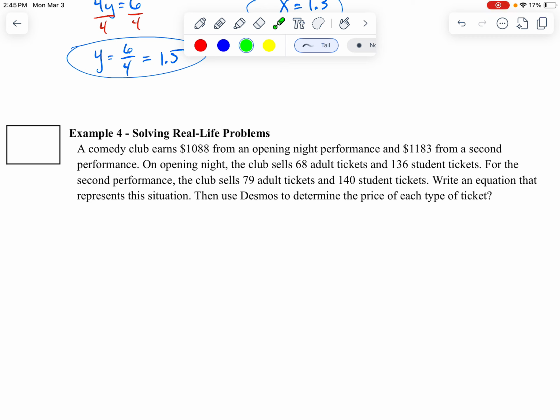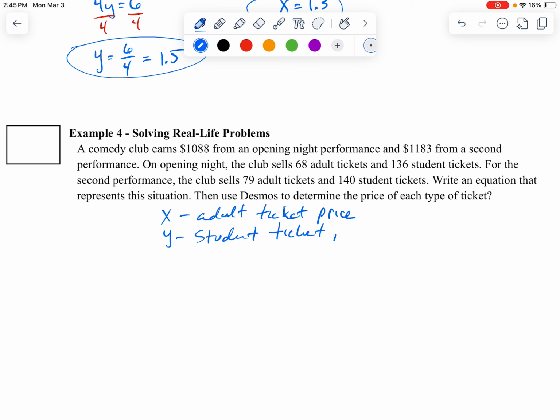So what we're looking for is the price of each ticket. So we've got adult tickets and student tickets. I'm going to let x be my adult ticket price and y be my student ticket price.